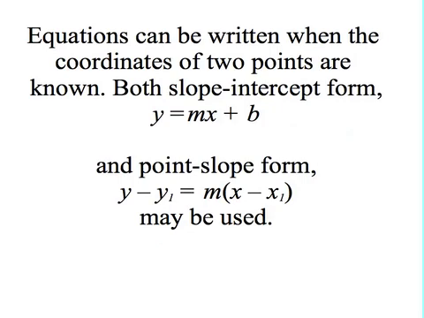To summarize, equations can be written when the coordinates of 2 points are known. Both slope-intercept form, y equals mx plus b, and point-slope form, y take away y sub 1 is equal to the slope times the quantity x take away x sub 1, may be used.